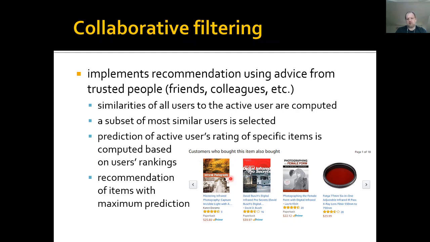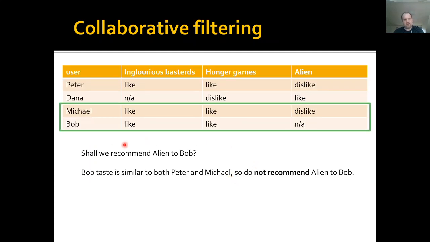Okay, so this is how it looks at the end. Now, how does it look if we detail the method? Let's have this running example. We have a small matrix of ratings of 4 users and 3 movies. We have Inglourious Basterds, Hunger Games, and The Alien. And we have ratings of 4 users: Peter, Dana, Michael, Bob. We have 3 types of ratings, or 2 types and 1 non-rating: like and dislike, and not available if there is no rating at all.